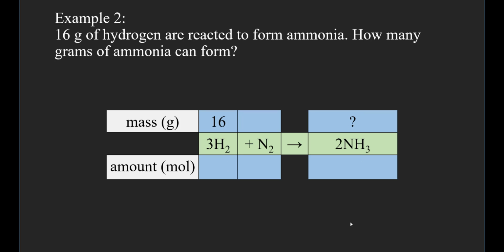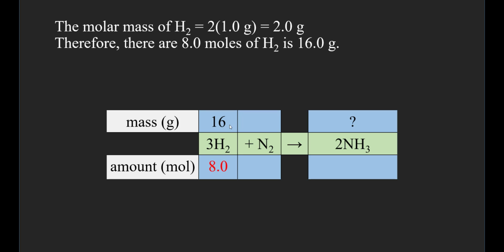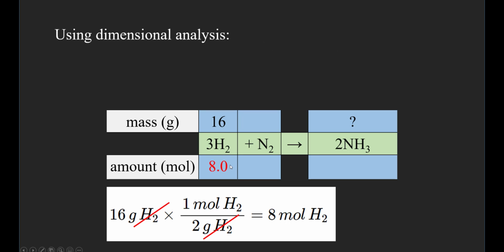The ratio is a little bit harder to look at, 3 to 1 to 2, but apart from that, it's exactly the same process. First, we're given a certain number of grams of one of the reactants, in this case, of hydrogen. Same as before, divide by the 2 grams per mole. How many moles do we have? 8. Now this ratio is a little bit more complicated. It's not 2 to 2 like last example, but a 3 to 2 ratio. So what do we have to do? We have to multiply 8 by 2/3.